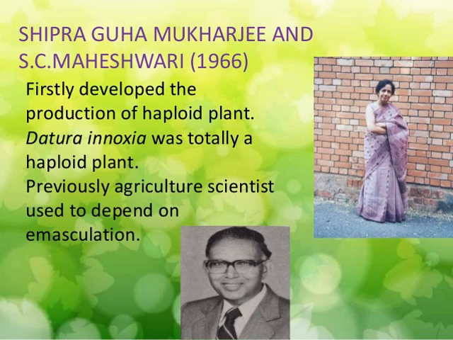Then we have a very big question. You are telling about the international scientists related to plant tissue culture. What about our Indian researchers? We also have very good renowned resource persons who were involved in plant tissue culture. Sipra Guha Mukherjee, as well as the famous Maheshwari, both in 1966 developed the production of haploid plants from Datura innoxia. It is a totally haploid plant.